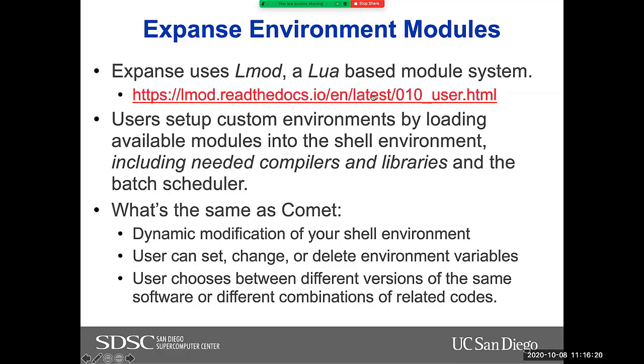You want to make sure you're looking at the latest version. The way it's set up, like with all modules, you're going to set up custom environments, and the way Expanse has been configured, you have some defaults, but it's very minimal. It doesn't even know about the queuing system, so you have to load the Slurm module in. And in all of our examples, we have a formula that's in the README file.